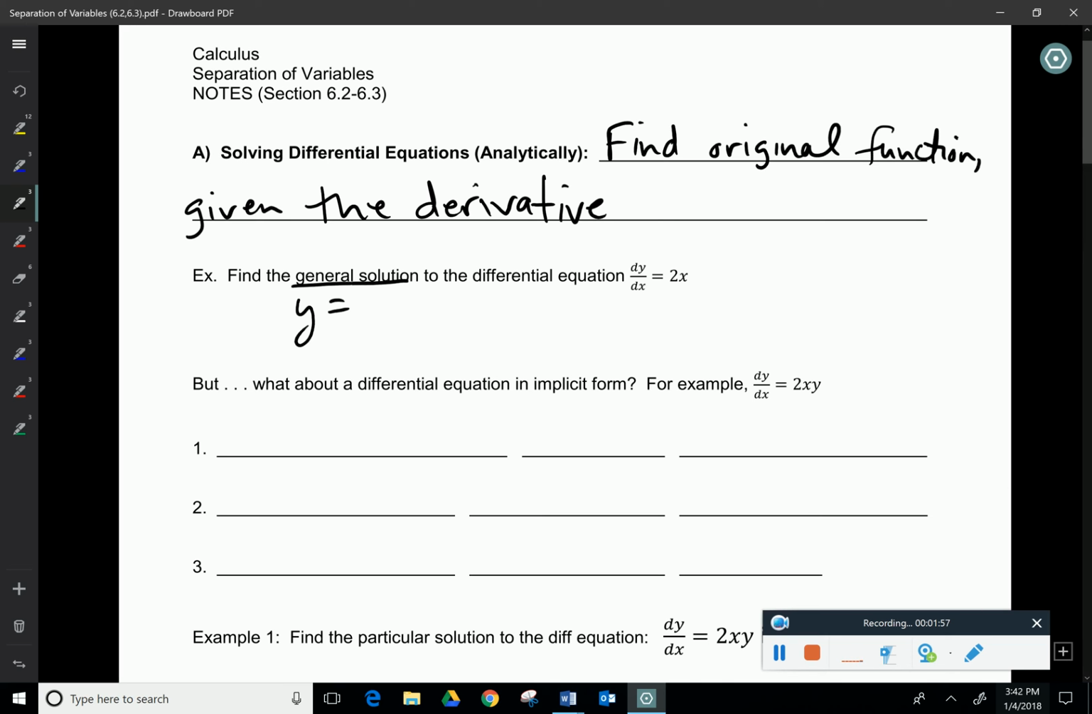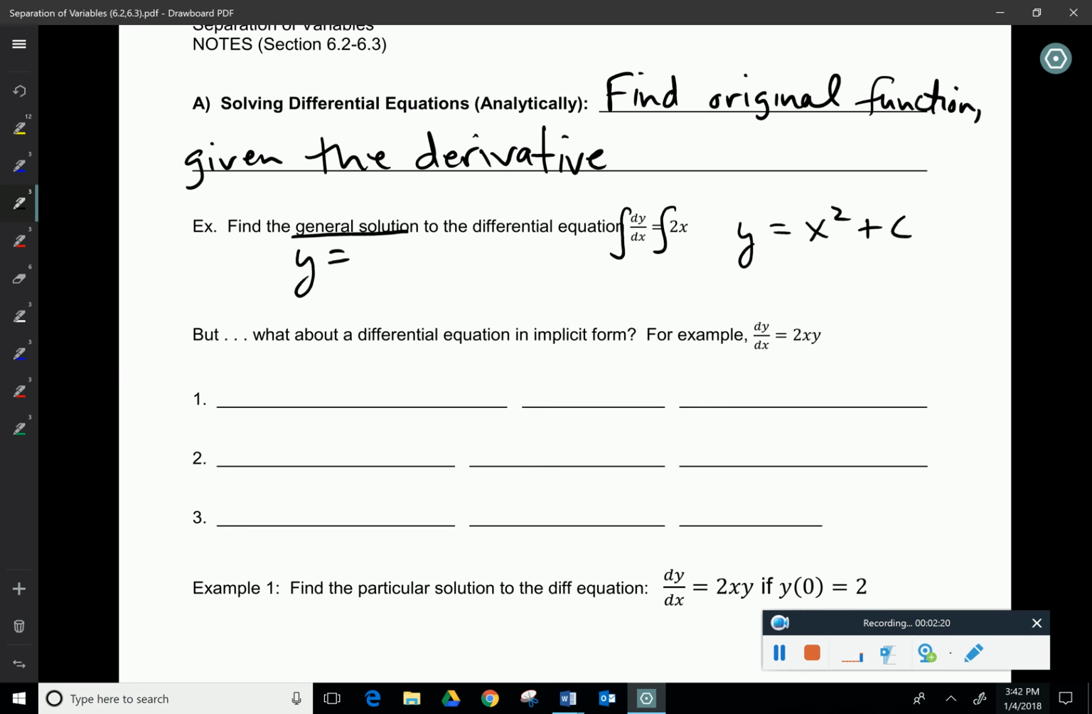If I want to find y, then what I'm actually doing is integrating both sides. The integral of the derivative of y is y, and on the other side, when I integrate the 2x, I get x squared and then my plus c. That's the basic way we looked at it before. Well, here's the issue. We're not going to do the exact same thing over again.